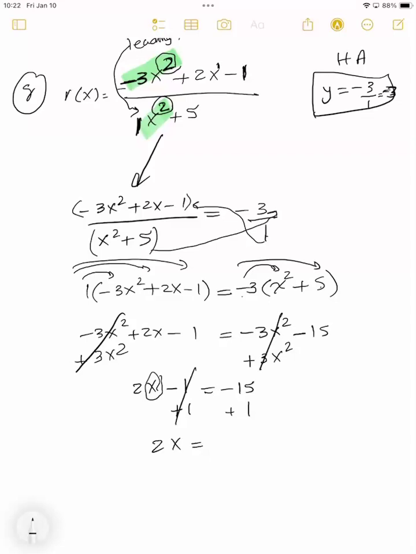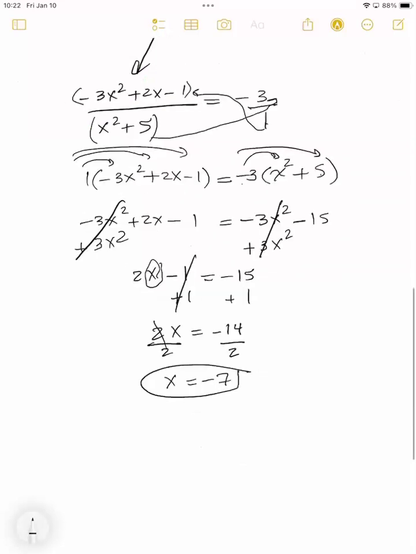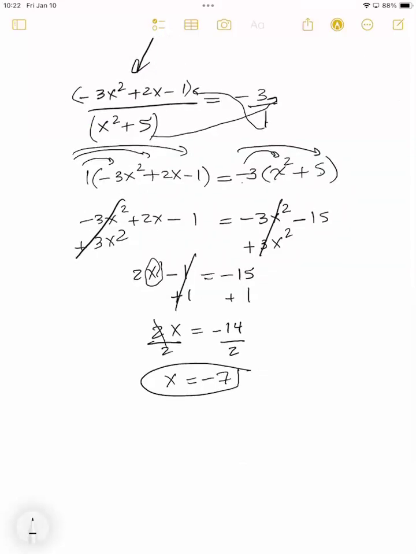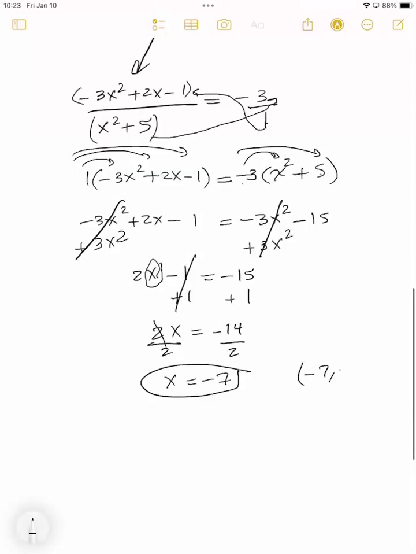Negative 15 plus 1, we end up subtracting. We get negative 14. Divide by 2. We get x is negative 7. So yes, the horizontal asymptote will be touched or crossed at negative 7. So one of the points of the graph is negative 7 when y is negative 3.